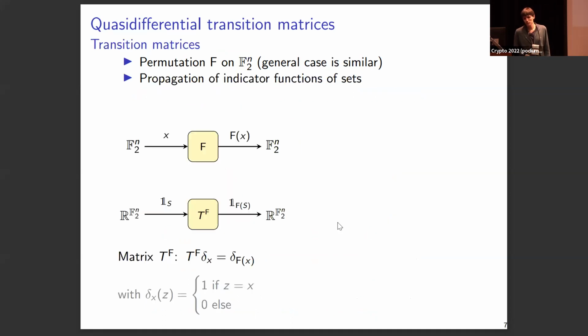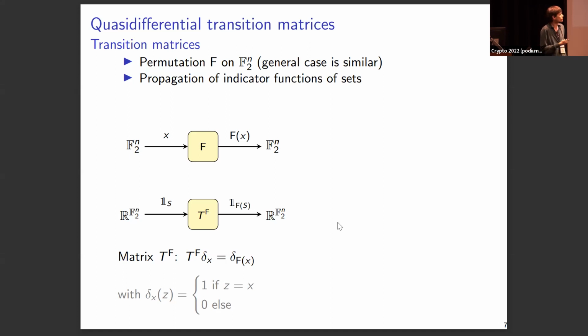So we were talking about these indicator functions, but we actually want to know also, if you have an indicator function of a set, how does that change if I apply a function? And that's actually a linear relation, given by some matrix. So you just do a matrix vector product, and the matrix is very easy to define. It's just mapping delta x, which is 0 everywhere except at the value of x, so it's just a vector with a single non-zero entry, to delta f of x. And so this is some matrix that gives this relation.